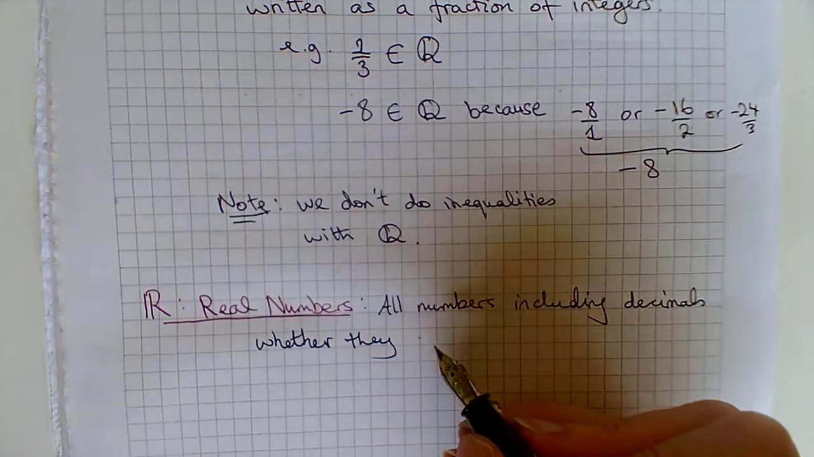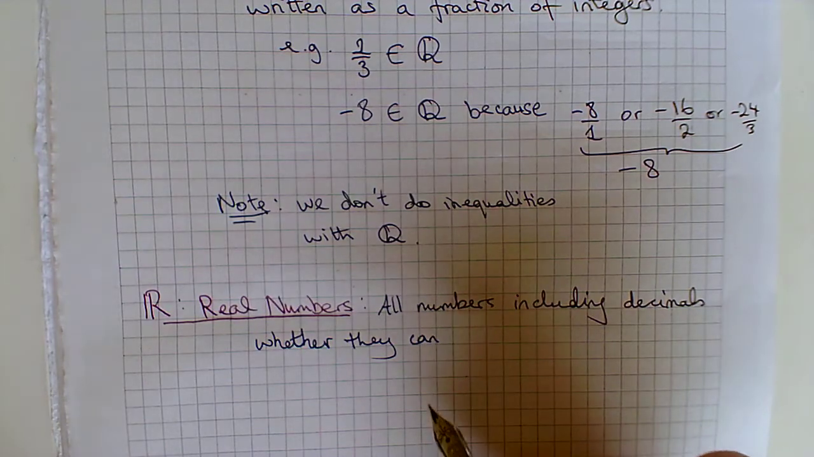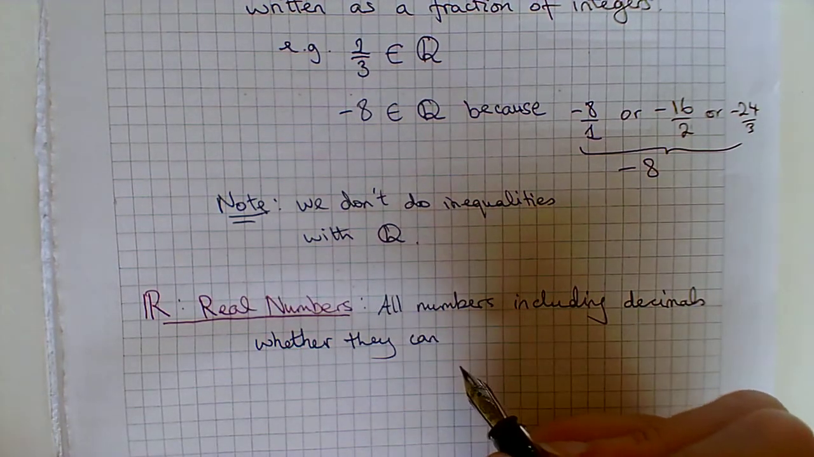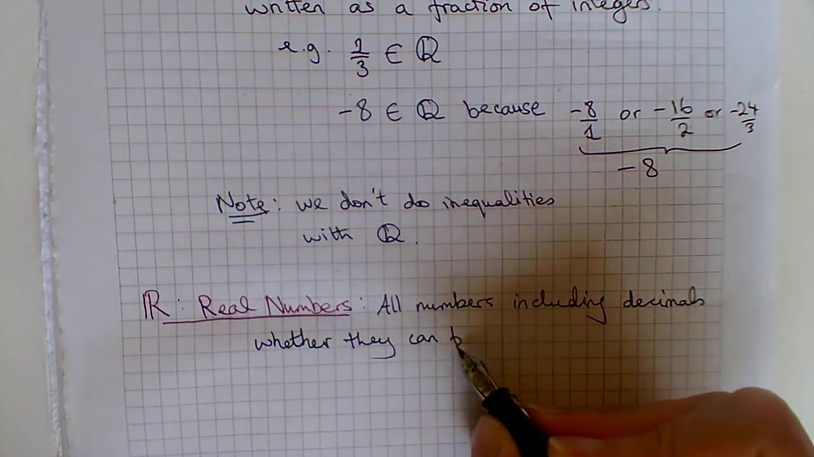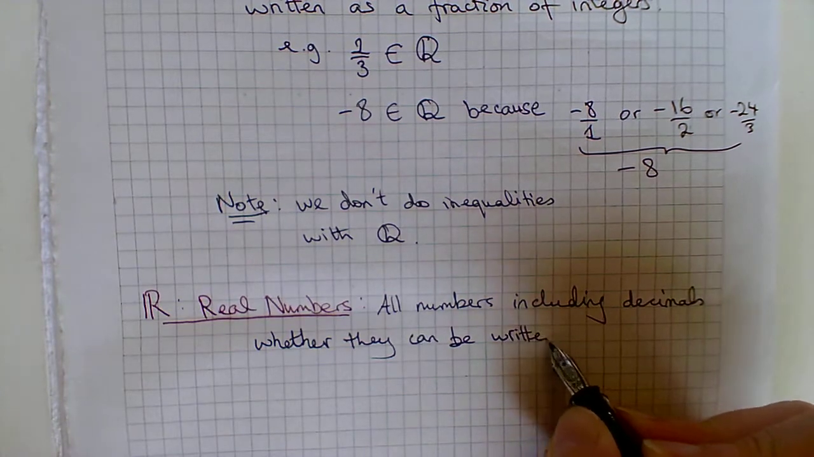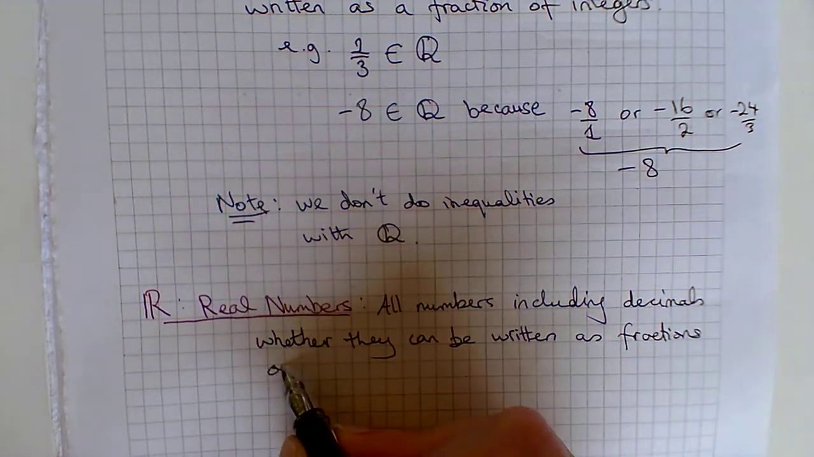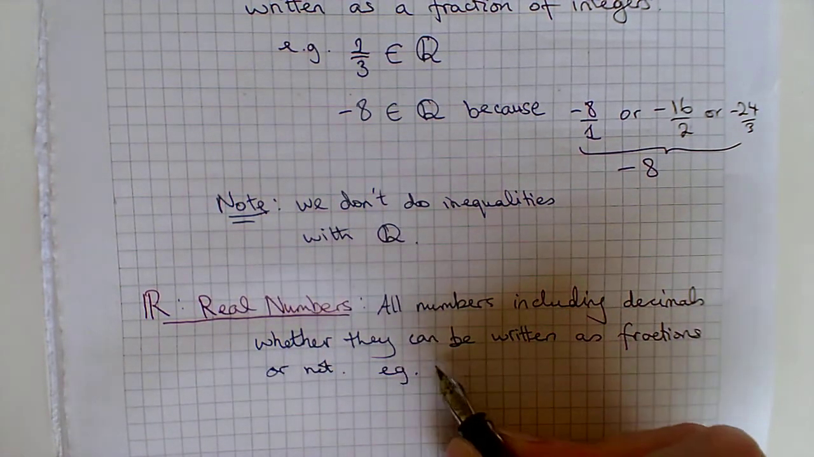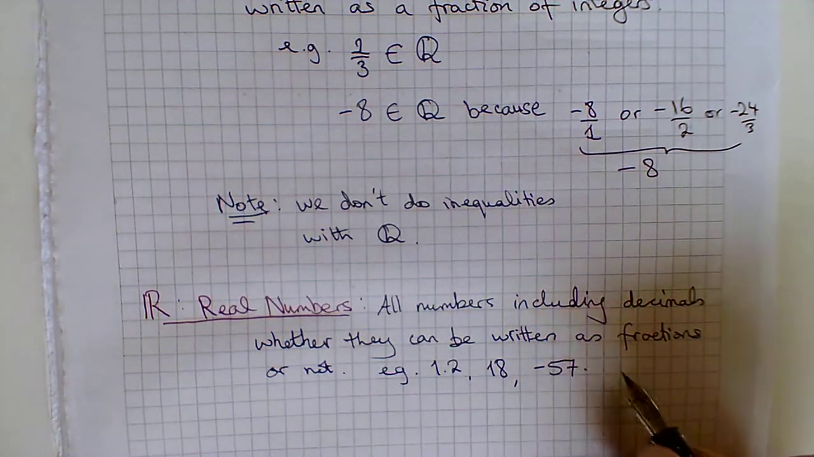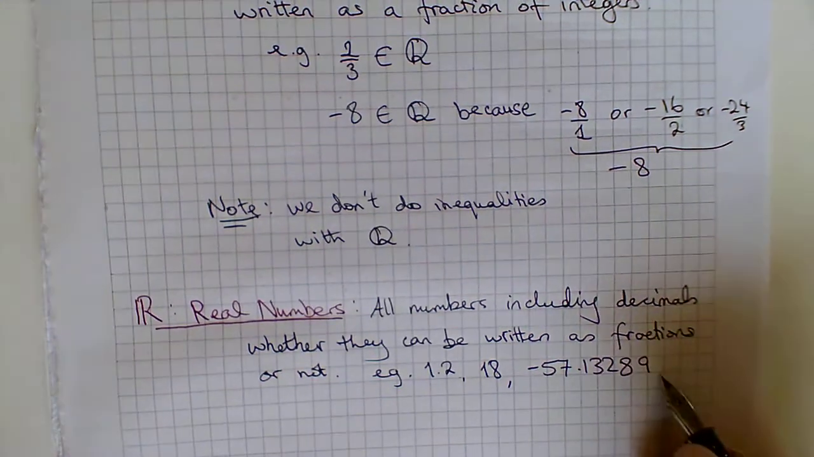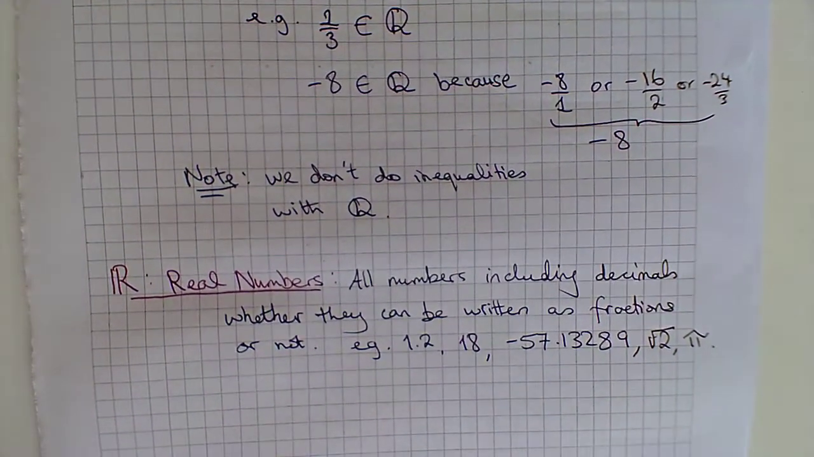So there are some numbers, but we won't talk about it too much right now, that cannot be written as fractions. One example would be pi. Pi can't be written as a fraction. We can approximate it with a fraction, but we can't actually write it as a fraction. So all numbers, including decimals, whether they can be written as fractions or not. So for example, 1.2, 18, minus 57.13289, the square root of 2, pi, etc. All of those are real numbers.